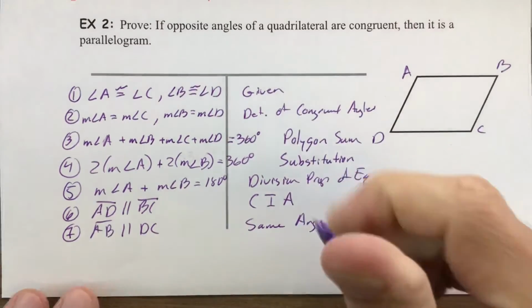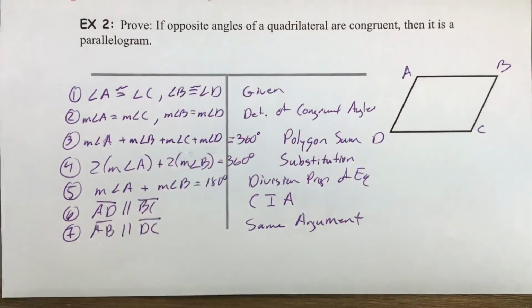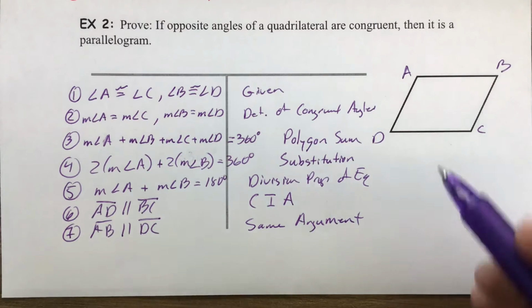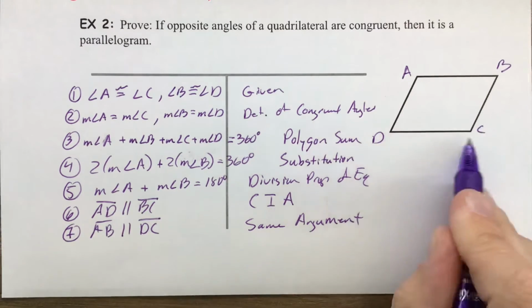Let's spell that correctly there. It would be the same argument that we have. In other words, what you do is just show that maybe A and D would be supplements, which would mean that the top and the bottom are parallel.